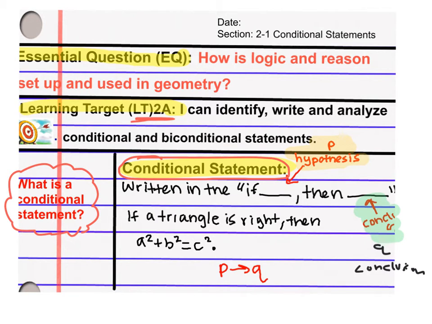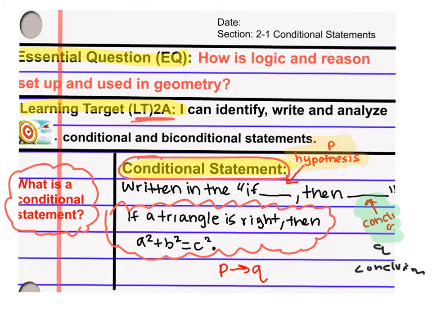Okay, so I gave you an example of a conditional statement. Here's an example written in the if-then form. If a triangle is right, that's my P or my hypothesis, then a squared plus b squared equals c squared, my conclusion, my Q. Then the Pythagorean theorem would work. Okay, so that's what we'll put for now. Make sure you write all that. I know it's a lot, but you need it all.